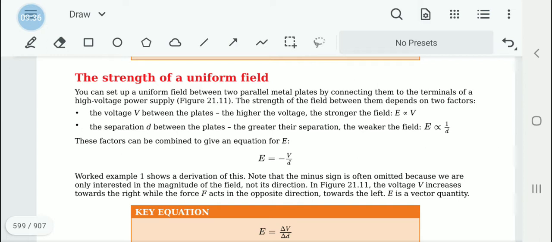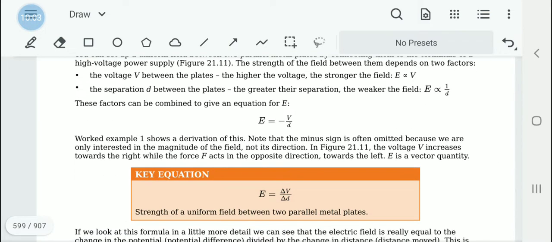Then the separation D between plates. Obviously if the separation is higher, the field is going to be lesser. We learnt about it earlier. Then E is inversely proportional to D. That means E is directly proportional to 1 upon D. Right? So we combine these two factors and get another equation, E equals negative V upon d.